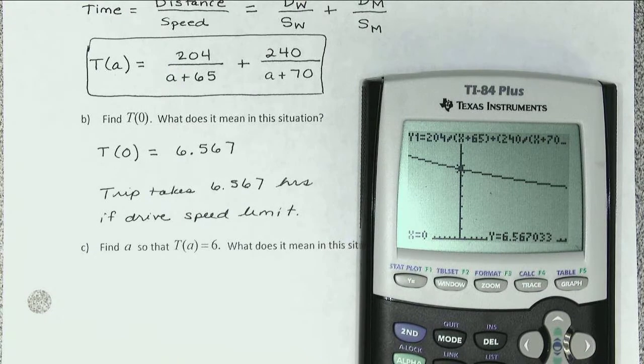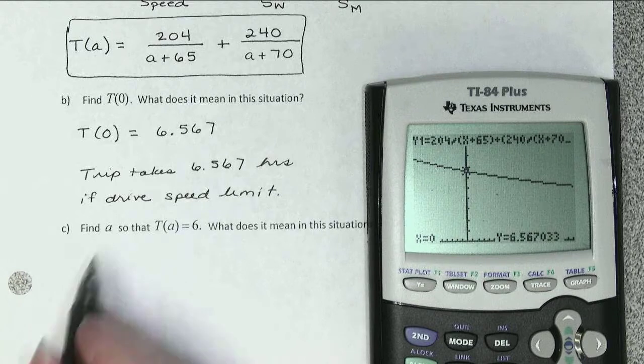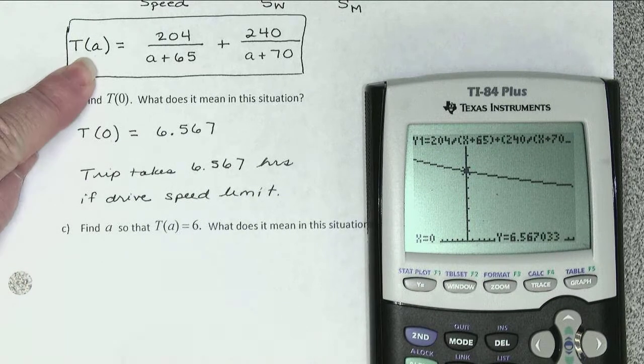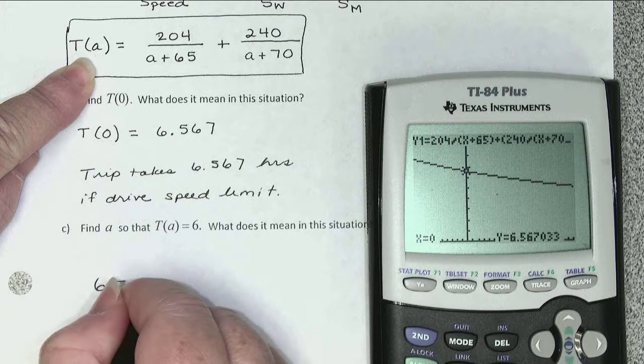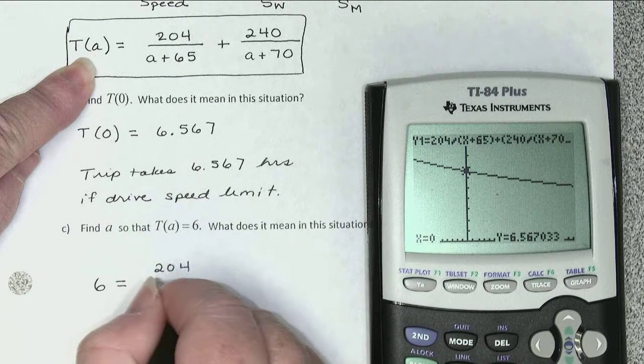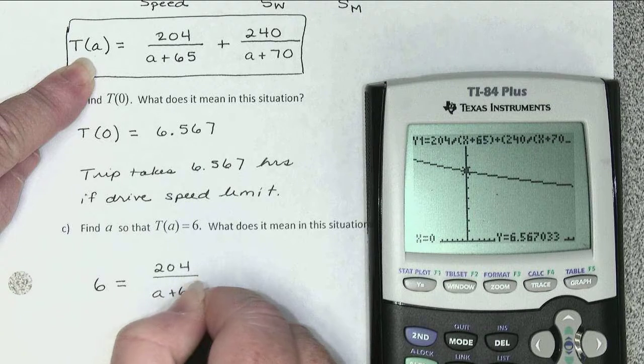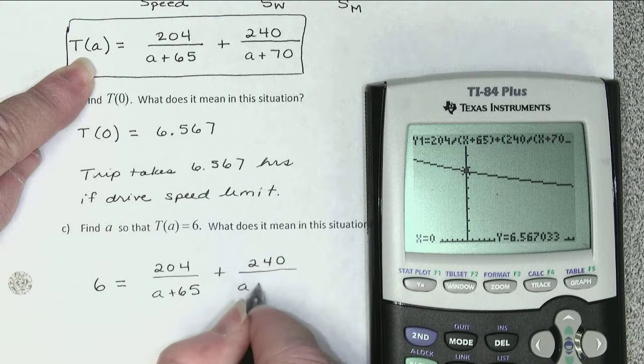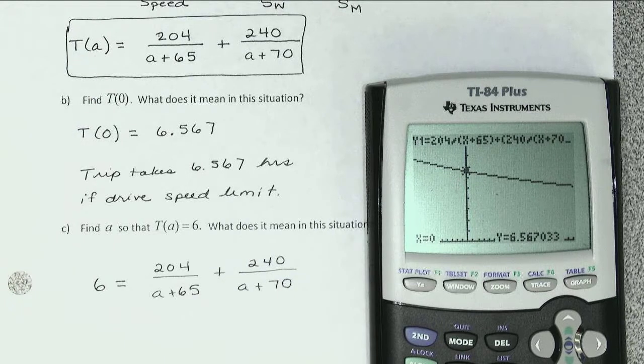All right, the second part of this says find a so that t of a equals 6. So I have to put the 6 in on the left-hand side here. 6 equals all of this. Now, that equation is solvable by hand, but there are some pretty ugly common denominators with some pretty large numbers. So although we could do it, this is a great time to use the technology instead.